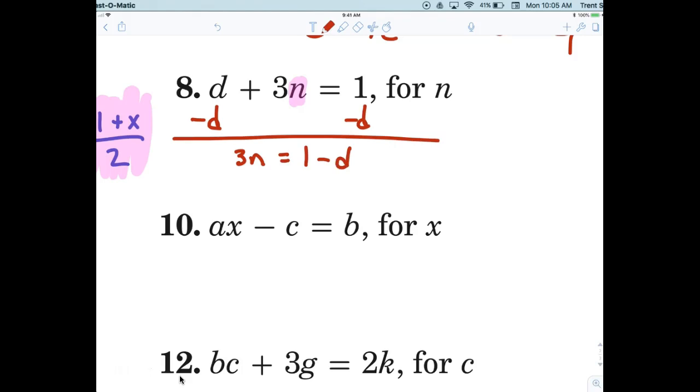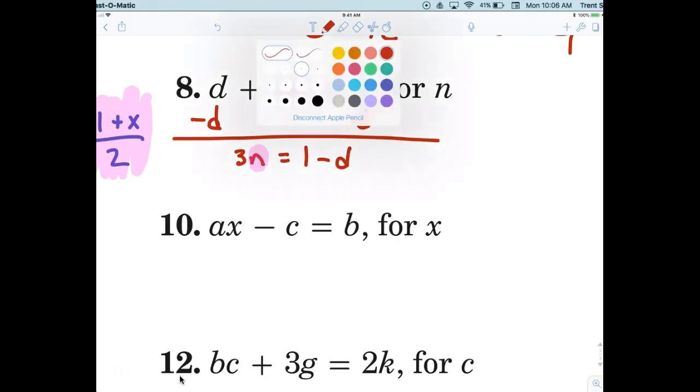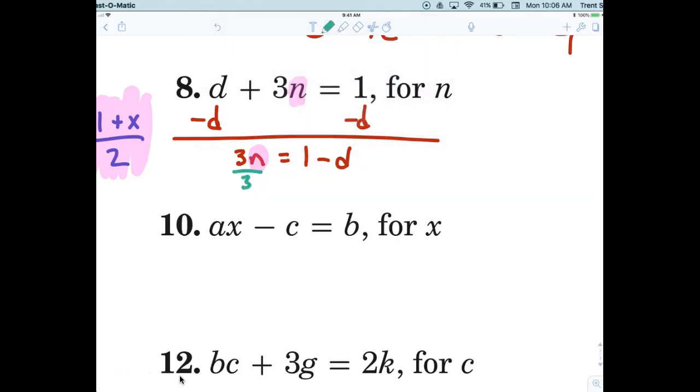Now I do what? Remember, we're still solving for n, kiddo. Now you divide by 3. All right? Now we're going to divide by 3 because they cancel. So n is equal to 1 minus D divided by 3. We're good about that? All right? Is everybody good?